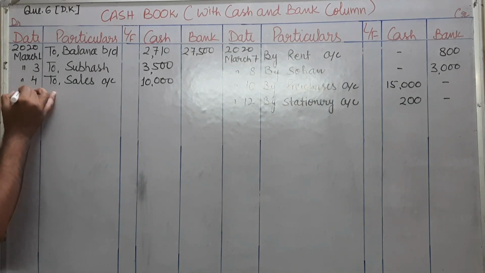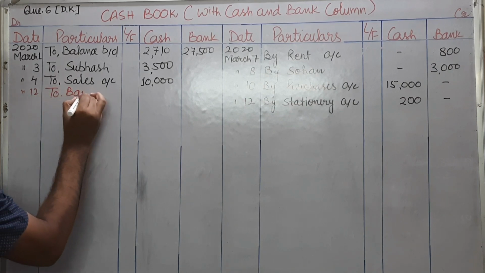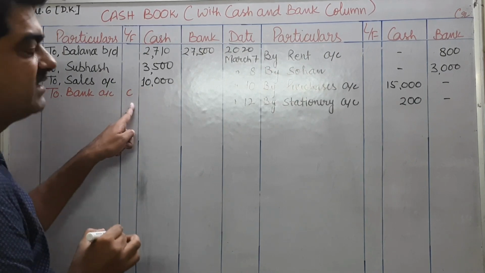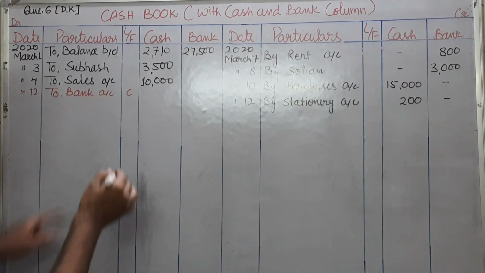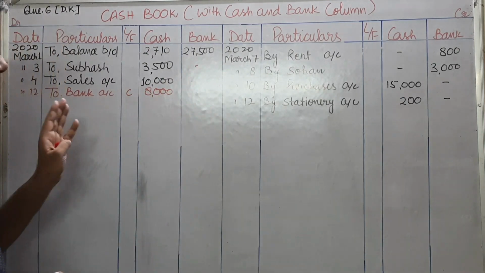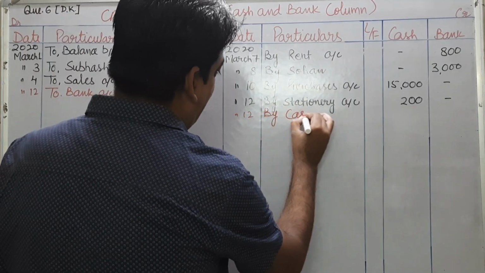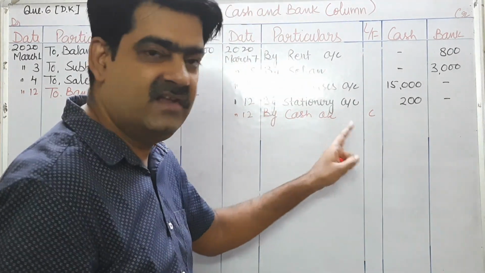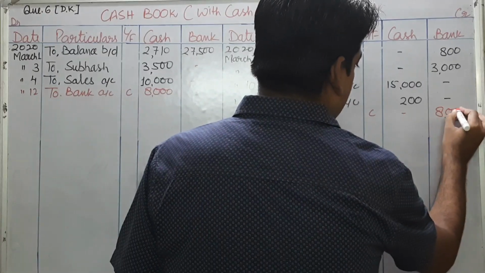March 12, cash account debit to bank. So you will write to bank account, and in the column of ledger folio you will write C. C represents contra entry, and how much amount are you withdrawing? 8,000. 8,000 rupees will come in the cash column. Okay, cash account debit to bank. In the credit side you will write by cash account, and again in the column of ledger folio you will write C. C represents contra entry, and this time the amount will come in the bank column, that is 8,000.